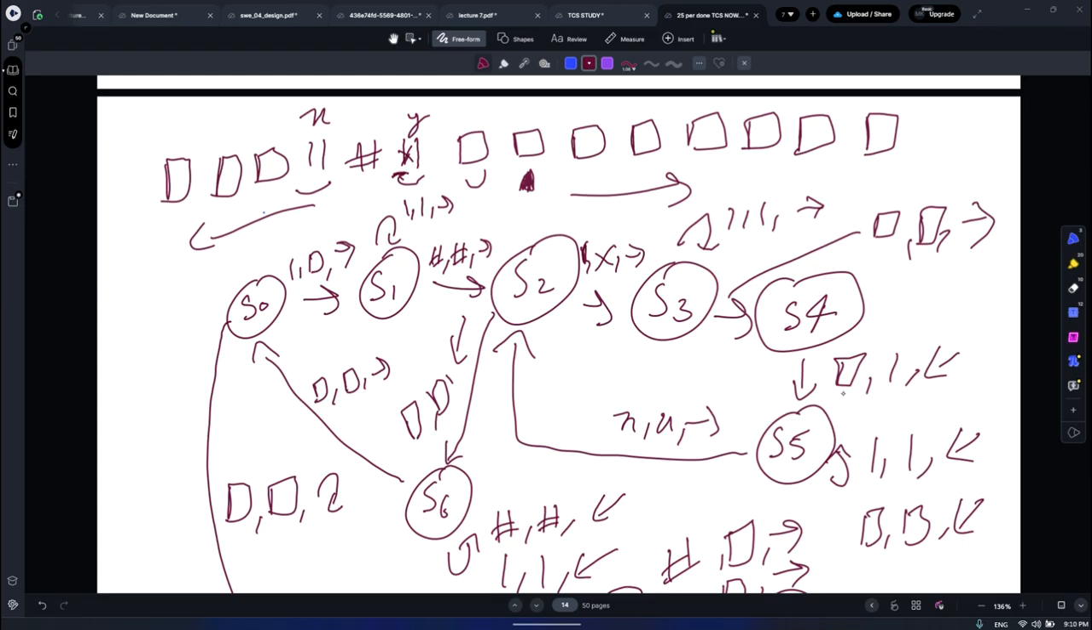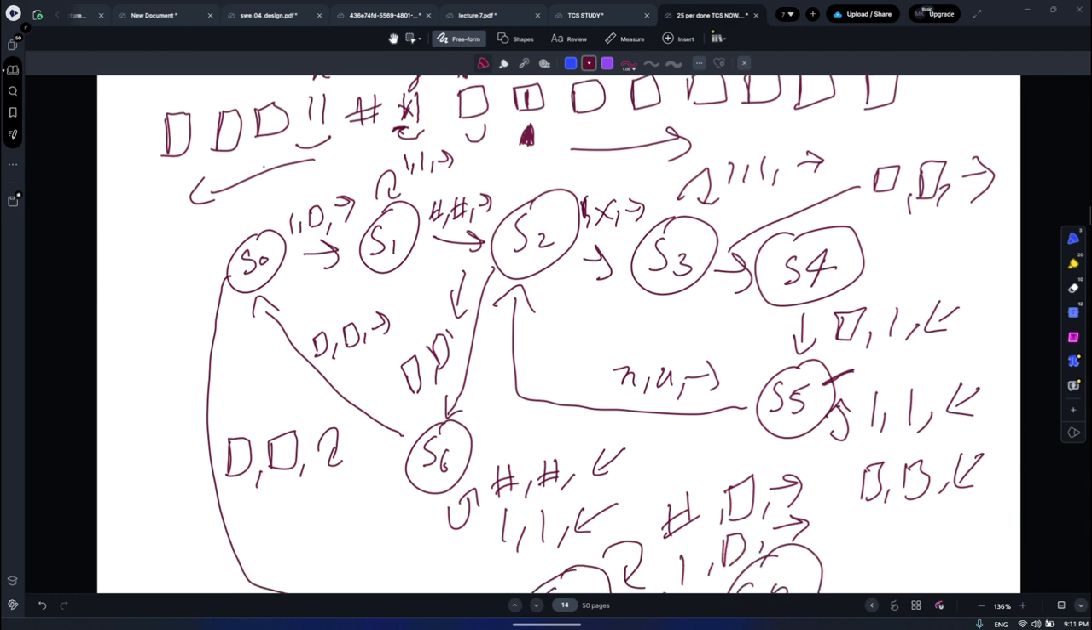And now we are in S4. We read a blank, we make it 1. So we dropped our 1 here. And we go left, meaning here, in this position. And we enter S5. S5, no matter how many ones you see, keep going left. No matter how many blanks you see, keep going left.